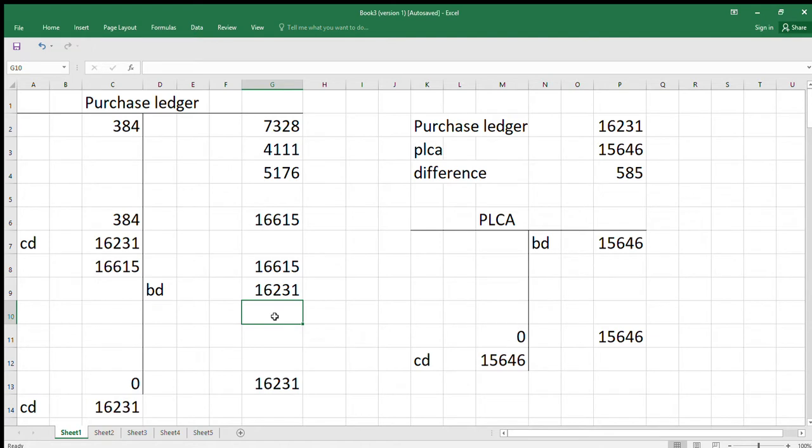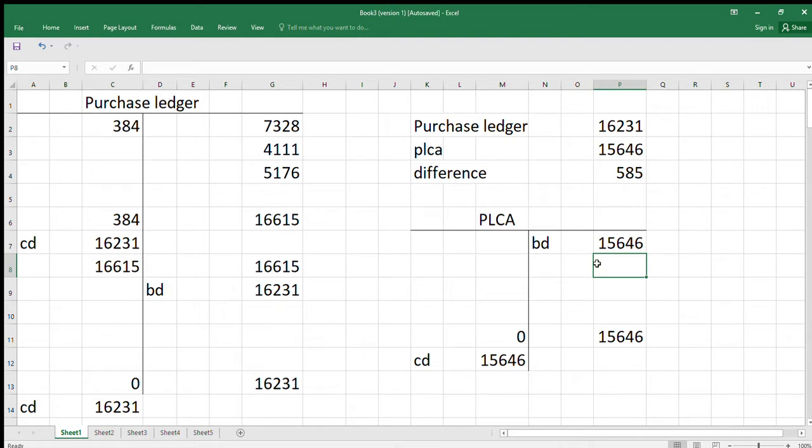A bank payment to the supplier was entered into the wrong supplier's account in the purchase ledger. So all we would do there, well, let's reverse it out. And let's reverse it out of here. They're not the same, so that's not the answer.